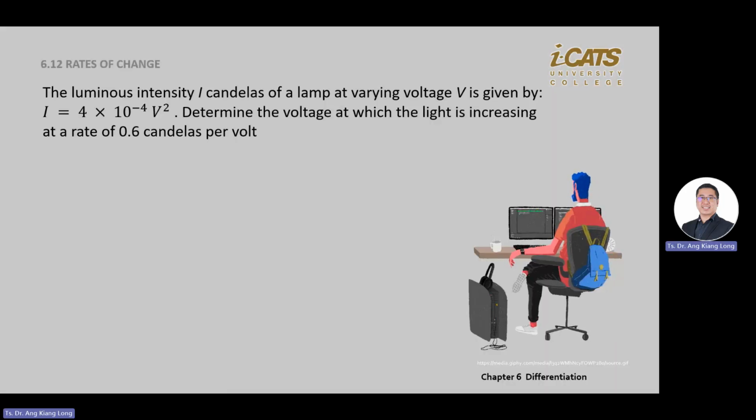This is also the same, dy dx. You need to identify what is your y, what is your x. So if you are given I equals something, then I is y and v is x. So you do dy dx. And if you see the rate of something per volt, meaning di dv, then you substitute the value there. So this is more on English interpretation into mathematics.